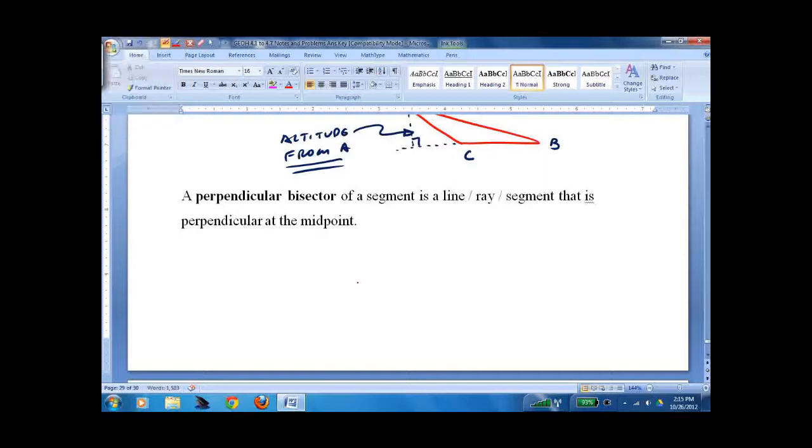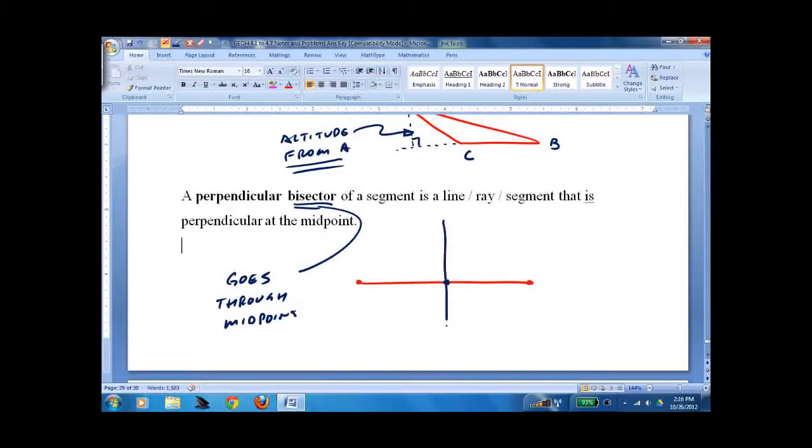A perpendicular bisector is not inside a triangle. We just find the midpoint. Bisector. This confuses people to no end. It goes through the midpoint. It's perpendicular. So that's a perpendicular bisector. Flip it over.